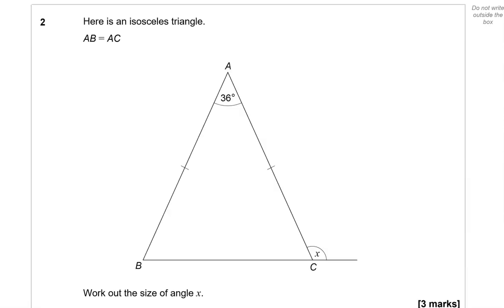Here is an isosceles triangle. AB is equal to AC. Work out the size of angle X. So this is line AB and this is line AC. So this tells us that this angle here will be the same as this angle here.